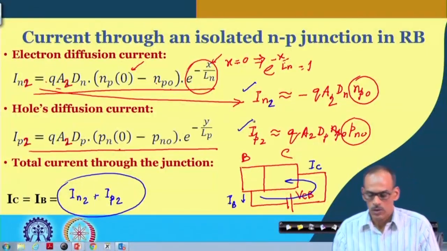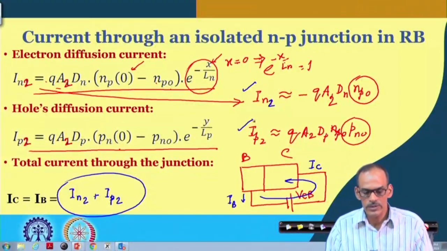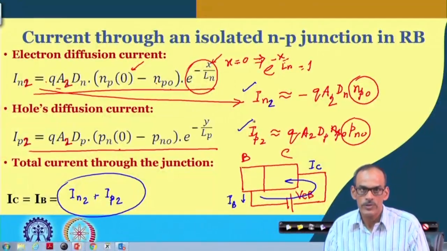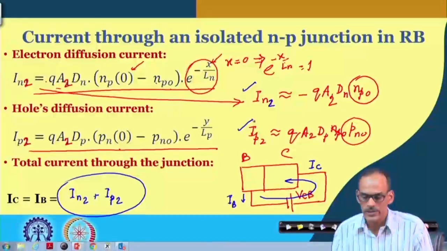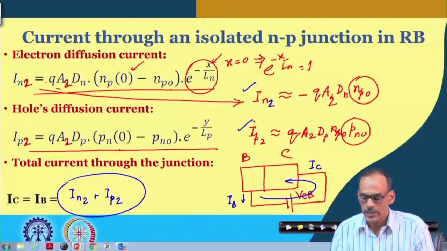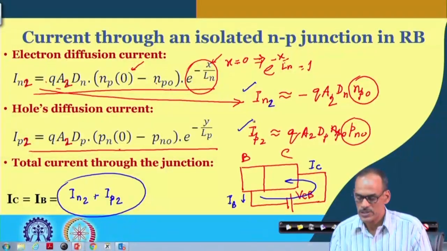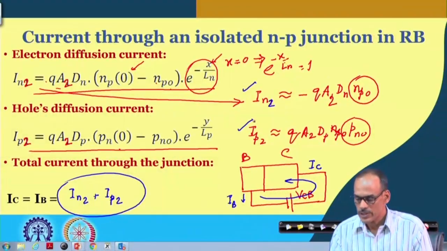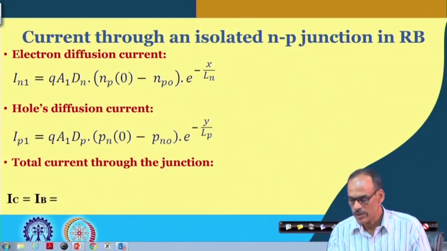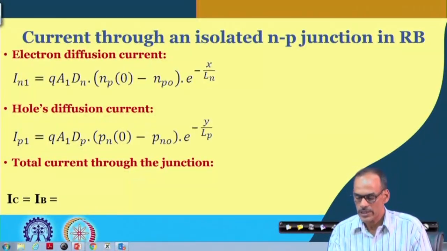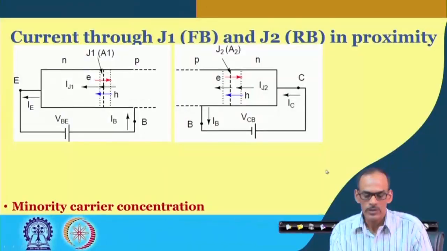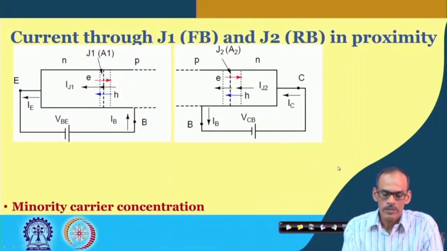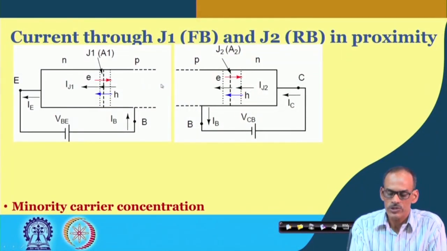Okay. So, this is what is expected, that the two junctions, if they are completely isolated, then their currents may be expressed in terms of diode current, which we are already aware of. And so, in the next class, or next session rather, we will be observing what will happen if these two junctions are approaching each other.